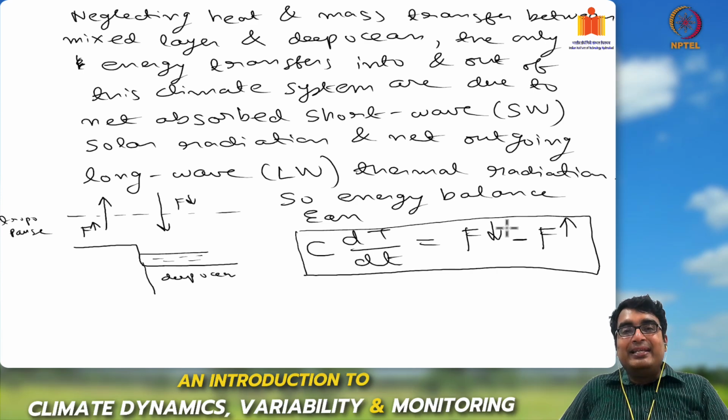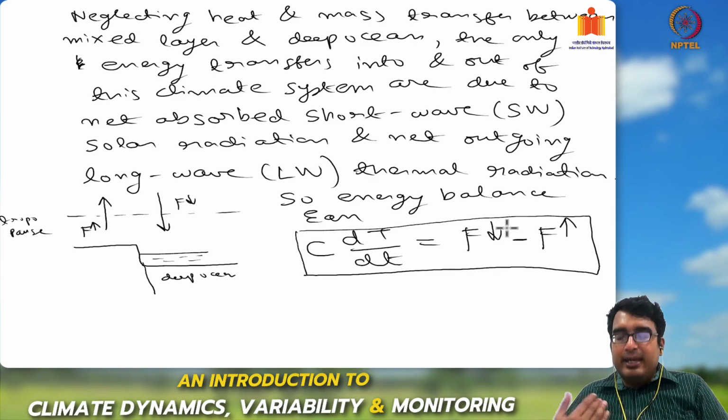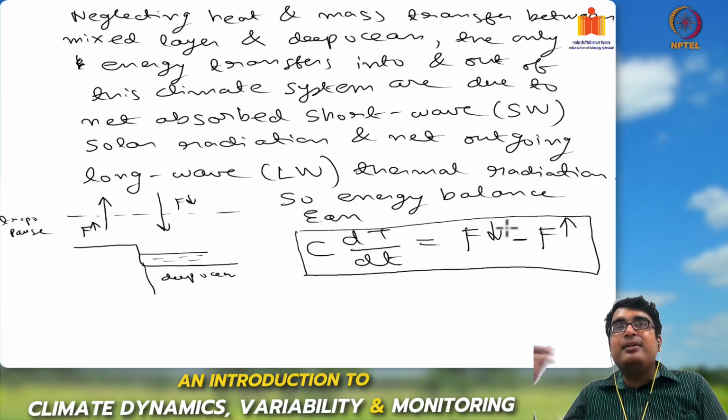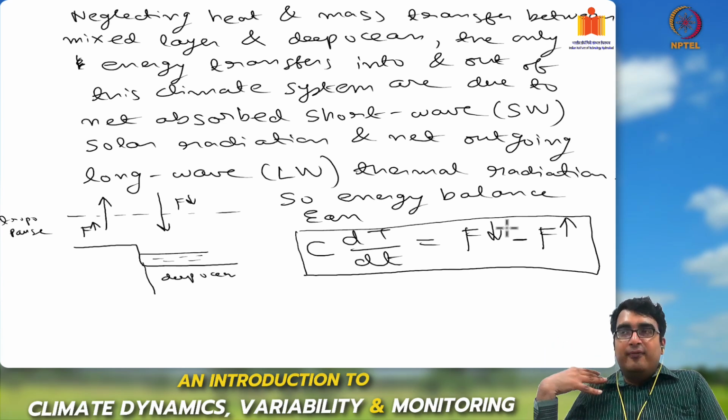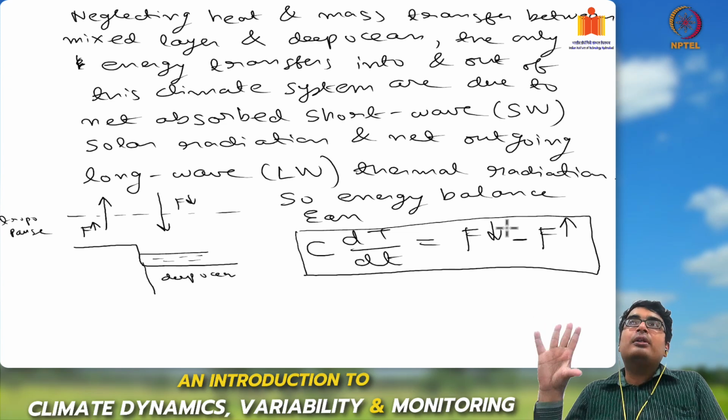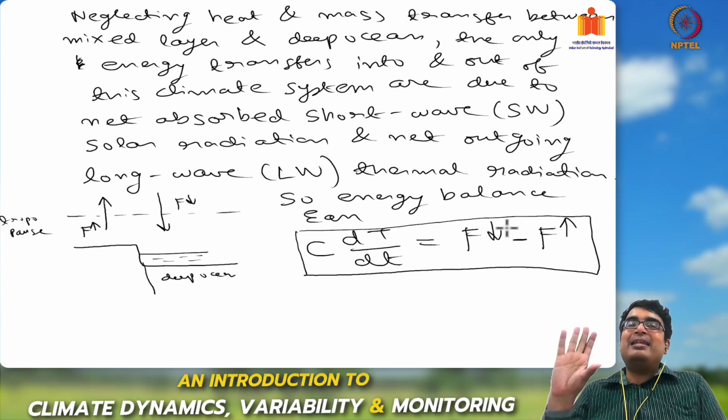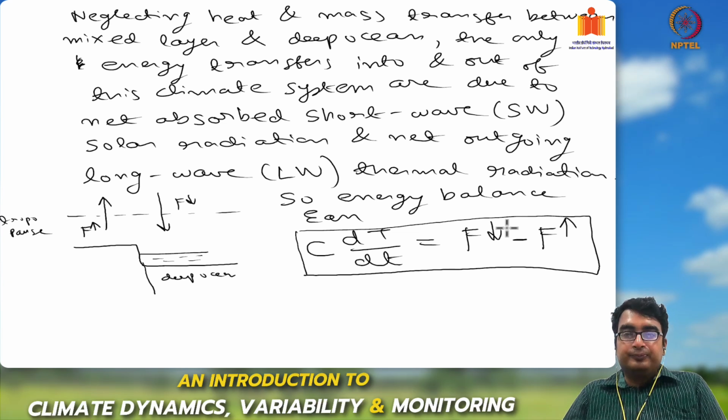We will neglect heat transfer and mass transfer between the mixed layer and the deep ocean. This is of course not correct in detail because we have seen there is significant downwelling and upwelling, especially in the North Atlantic and the Southern Ocean regions. But for a very simple model, we will ignore that there is any heat transfer or mass transfer between the mixed layer and the bottom layers of the ocean.